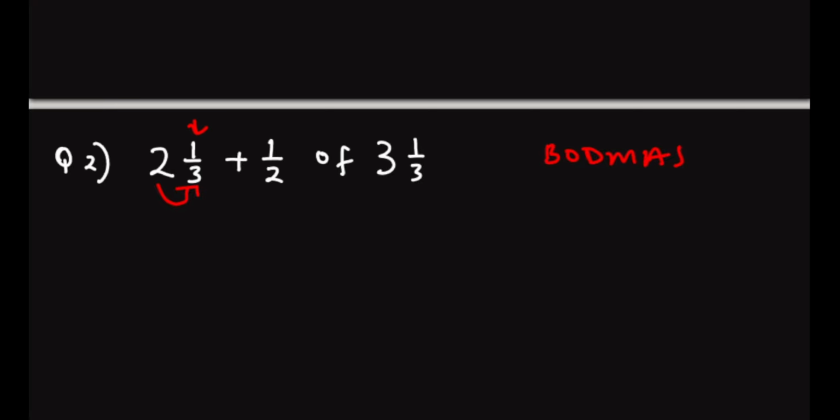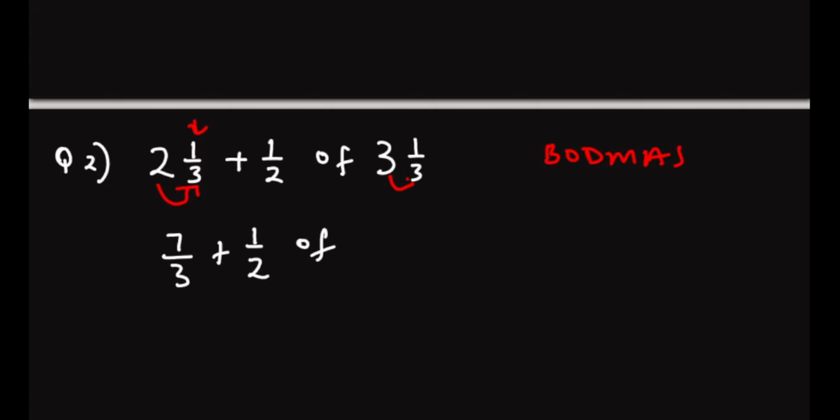Okay, so 2 times the 3 gives us 6, plus the 1 gives us 7. So you're having 7 over 3. Then plus, this is already a common fraction which is proper, so we just maintain it, 1 over 2, then of 3 whole number 1 over 3. So we change it, and what do we do?